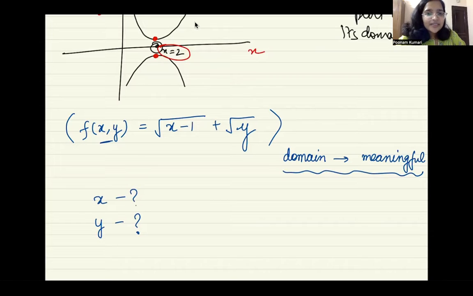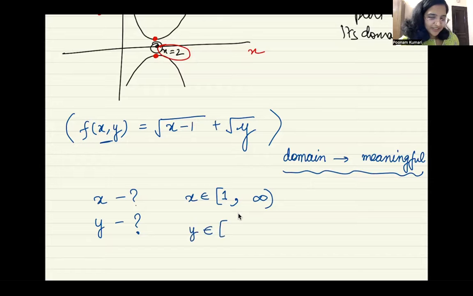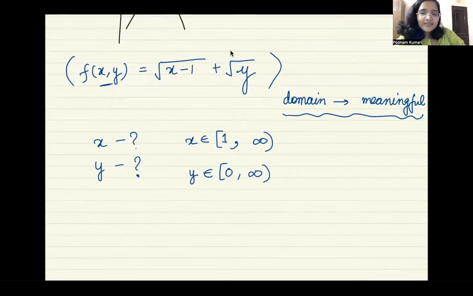Ma'am, x की value 1 to infinity. And y की value 0 to infinity. Open brackets means 1 में नहीं include करूँ, right? Closed, ma'am. 1 को close करूँ. Infinity open. और y को क्या करूँ? Ma'am, 0 to infinity both open. No, 0 close. Okay. ठीक है.